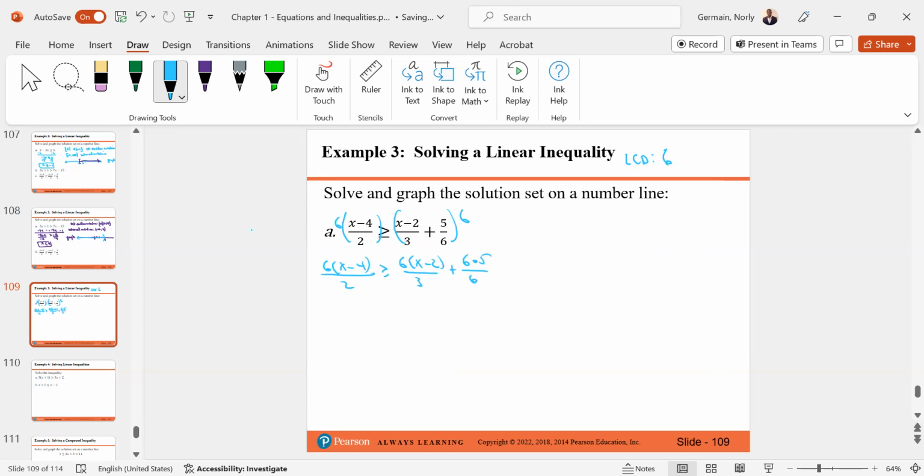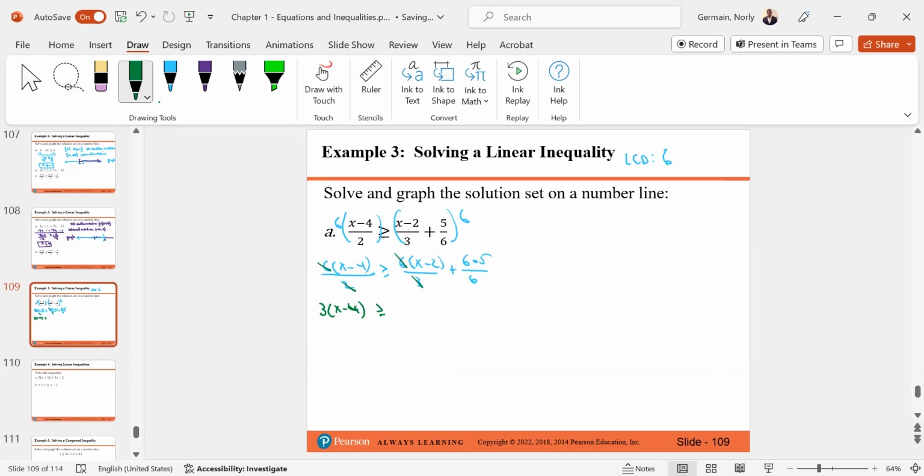Remember, we distribute this 6 on the right side. Now, you can cancel out 6, 2 is gone. We only have 3 left for 6, so x minus 4 on one side, greater than or equal to 6, 3 is gone. Please do not distribute.